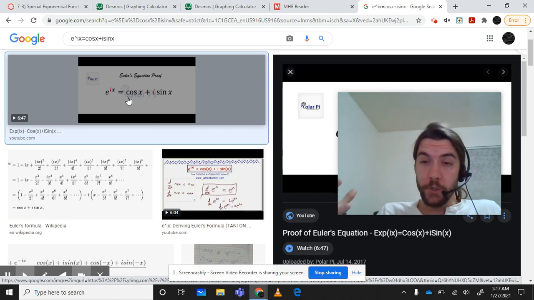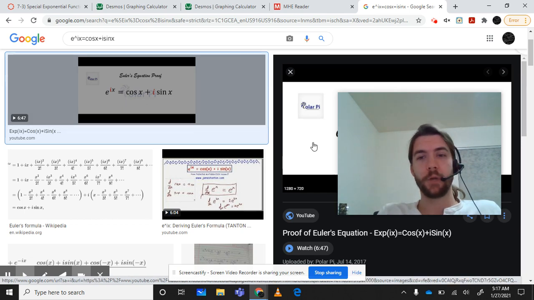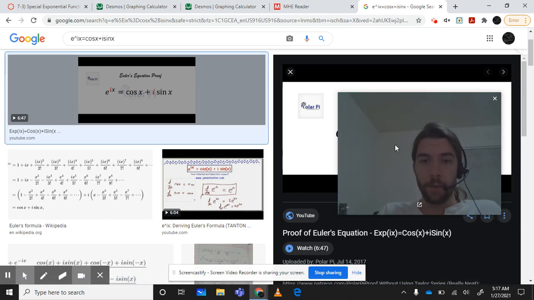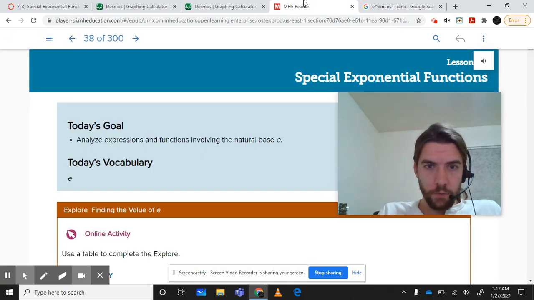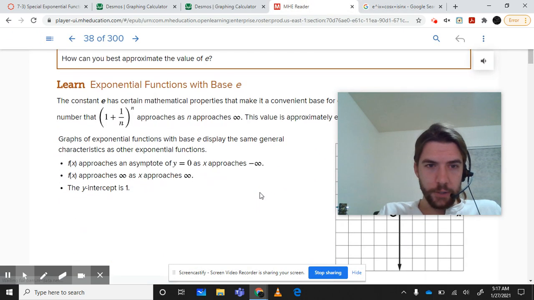It won't show up very much this year, so this is just an introduction to the number, to the concept. We won't build off of it too much. We'll see a little bit in logarithms, which is our next module. But for now, we're just doing an introduction. So let me finish reading through the learn section here.